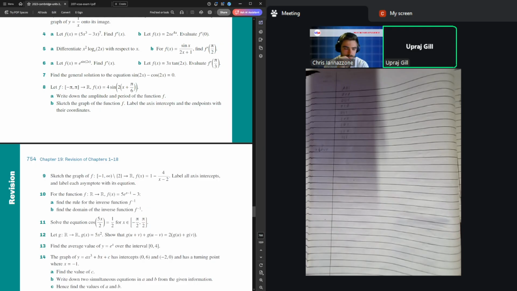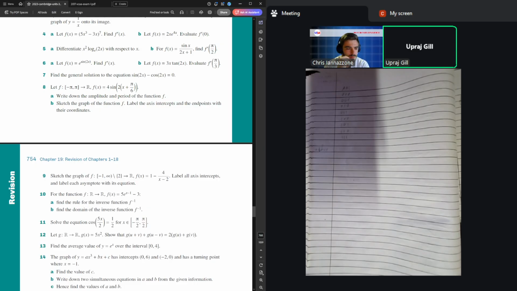Negative pi, 2 root 3 and pi, 2 root 3. There you go. Fun fact about symmetrical domains: the endpoints are always going to be the y-intercept. It doesn't actually matter what sort of horizontal translation or vertical translation you do, because if you shift it forward or backward, that y-intercept is going to shift along with it as well.